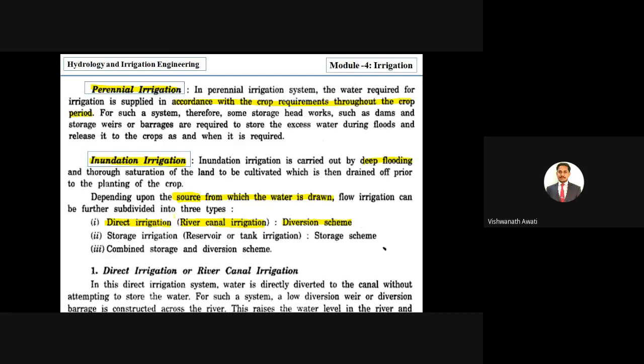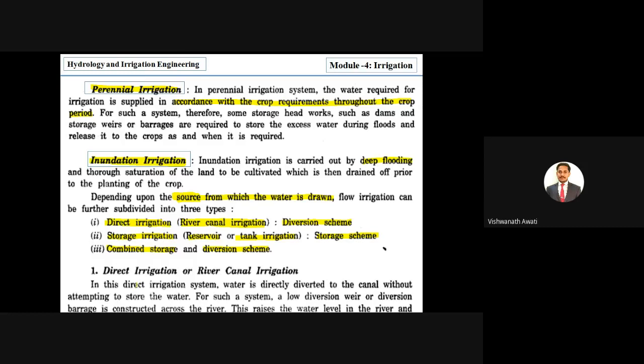You will see one by one with pictures or images. Then storage irrigation, also called reservoir or tank irrigation and storage scheme. Next we have the last one, the combined storage and diversion scheme. So the first one is the direct scheme, the second one is storage irrigation, and the third is a combination of direct irrigation and storage irrigation. So we'll see what we mean by direct irrigation or river canal irrigation.